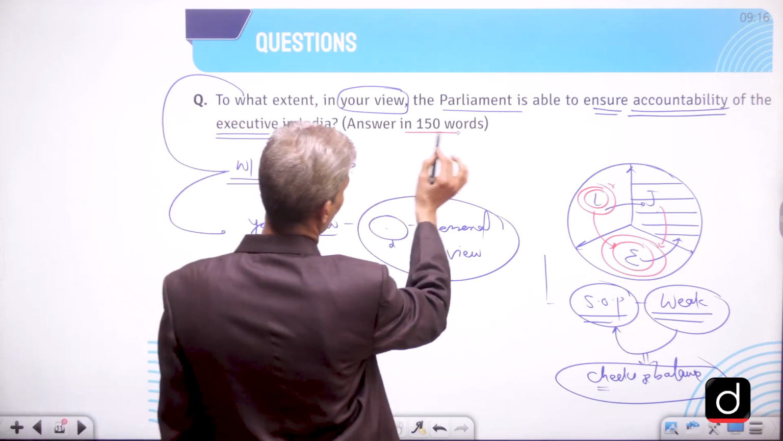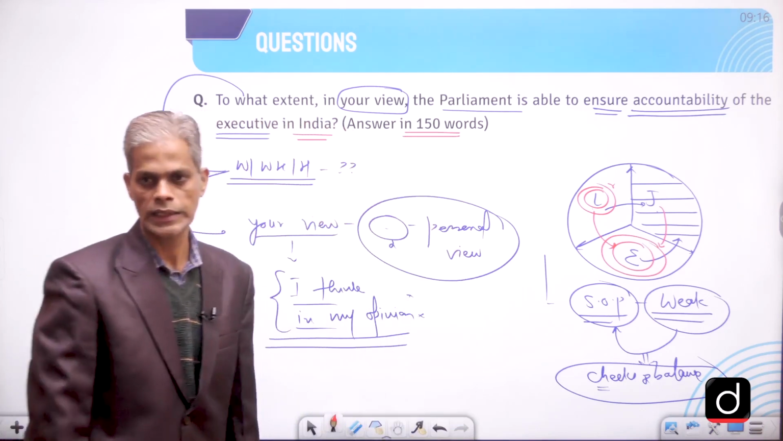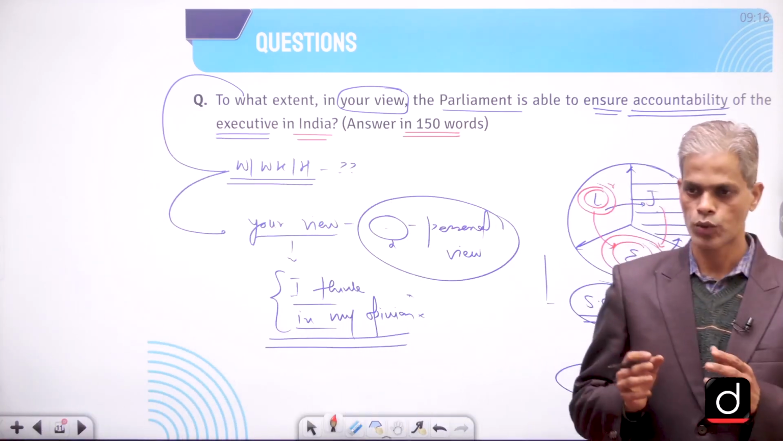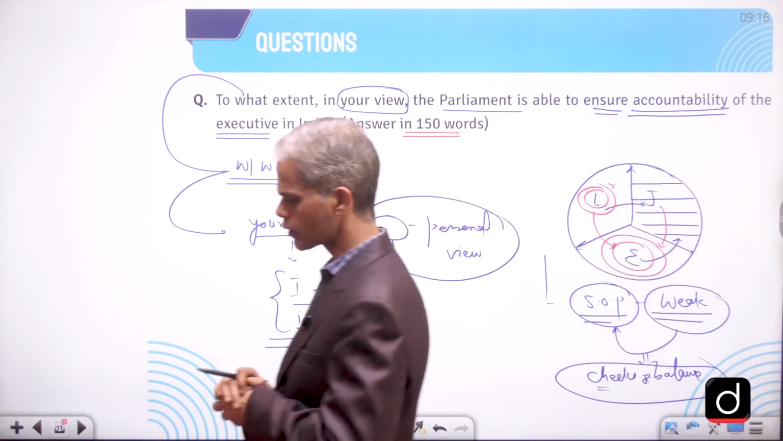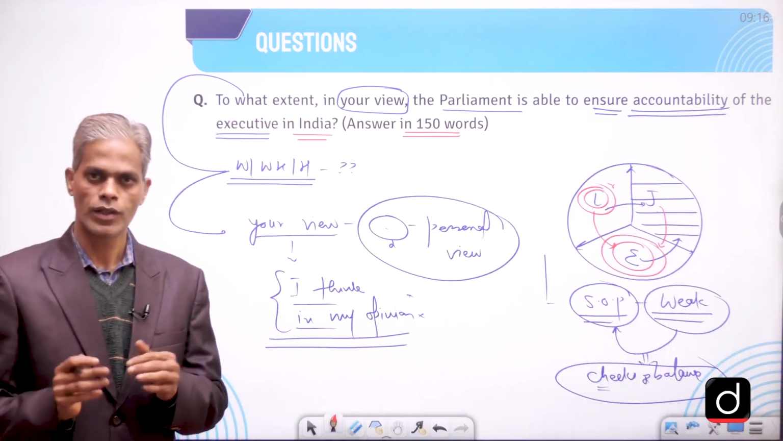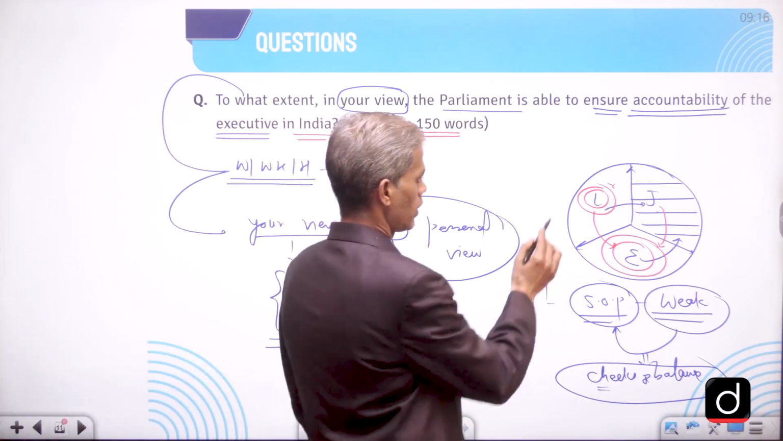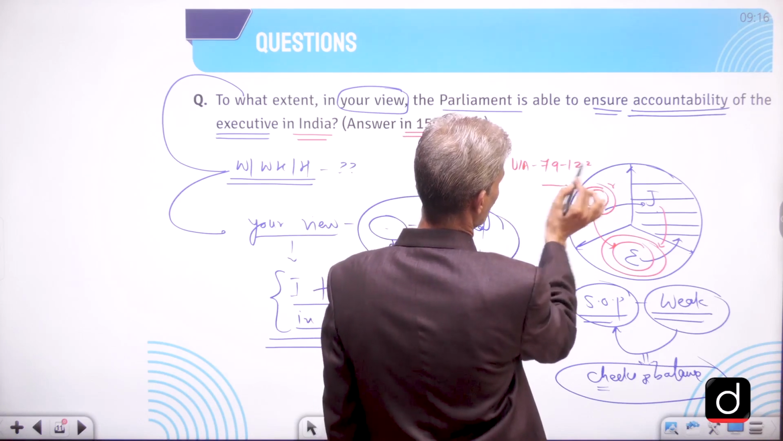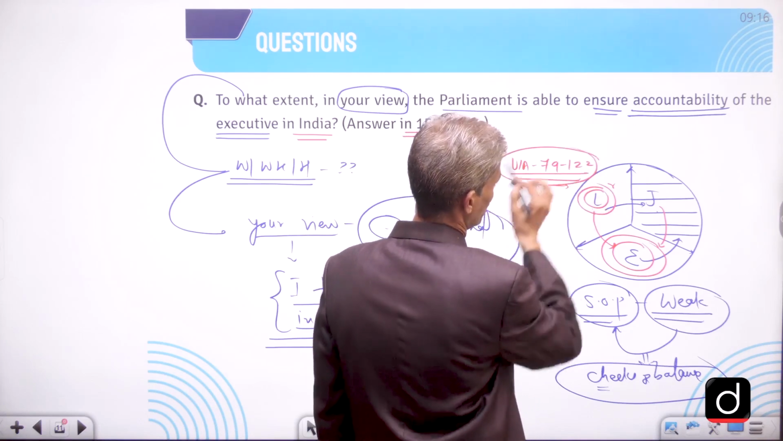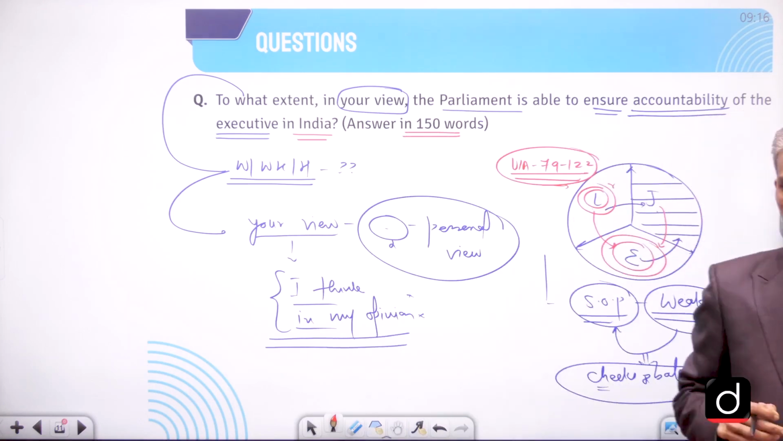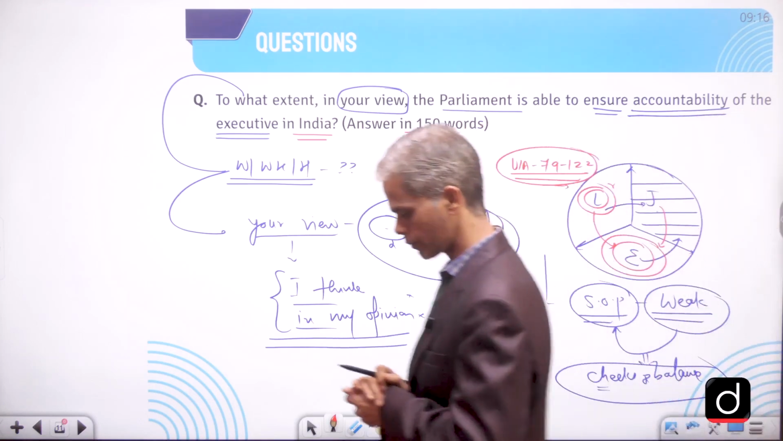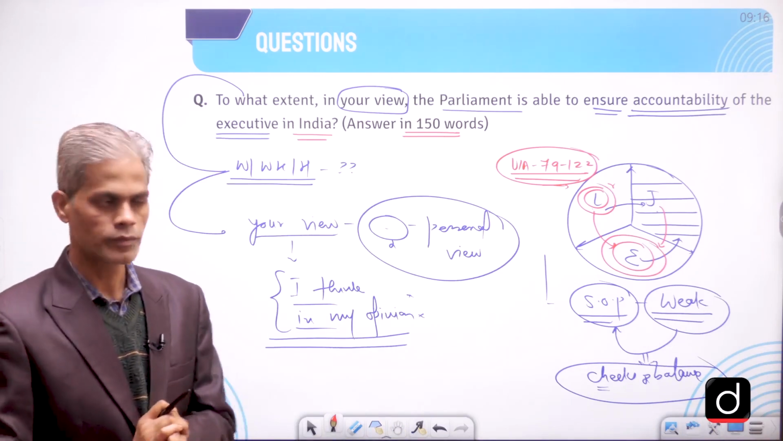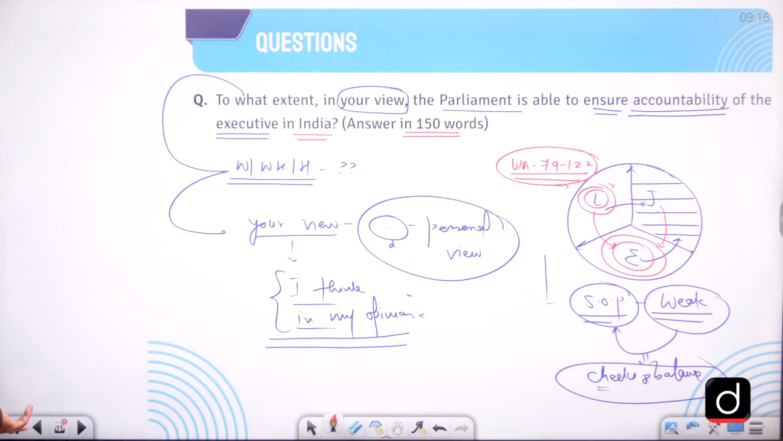Again, this question is for 150 words, so there is a very limited word limit, and we have to accommodate 5 to 6 points as far as this control is concerned. This is the topic which we generally deal with in the legislature, that is Article 79 to 122 of the Constitution, as far as their functioning is concerned. Plus there is a very important topic called center and state relationship. If you have done these two parts, I think it would be very easy for you to approach this question. Let's see the arguments.